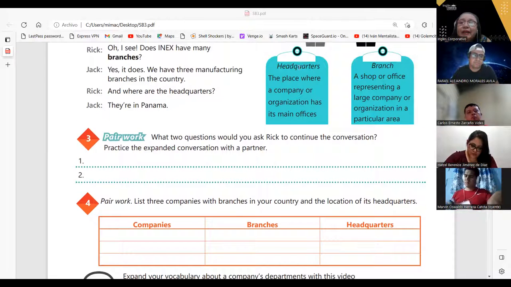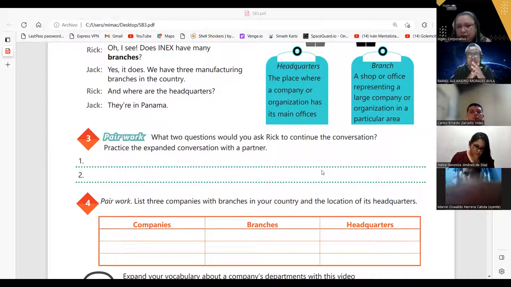And remember that here you have this vocabulary. Headquarters. What do we understand by headquarters? Headquarters is the place where a company or organization has its main offices, okay, the principal offices. Branch is a shop or office representing a large company or organization in a particular area, yeah?